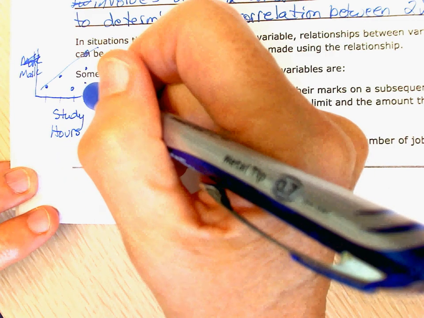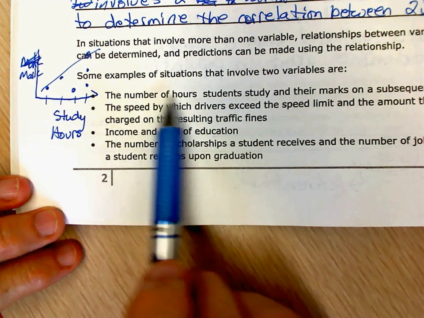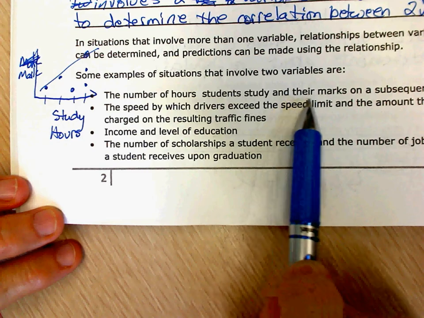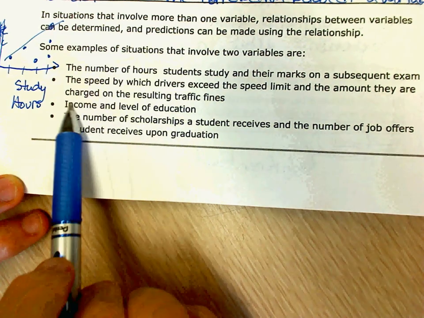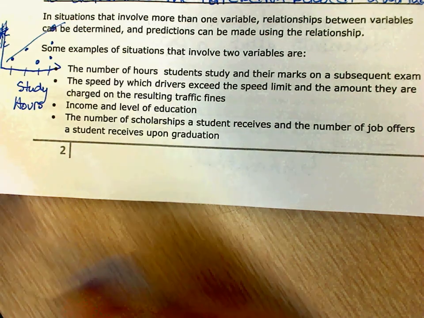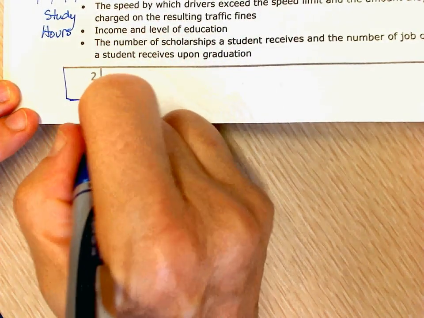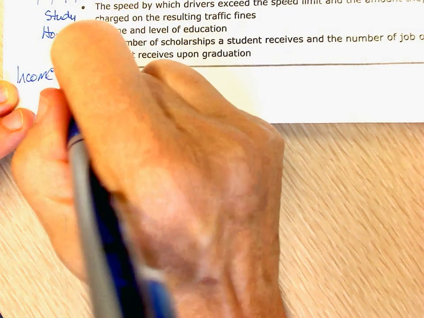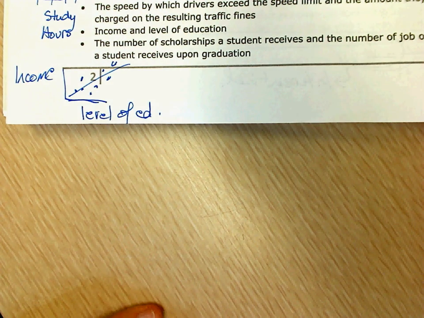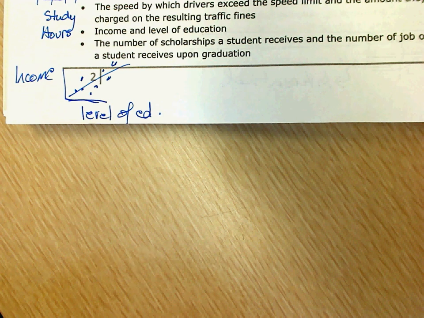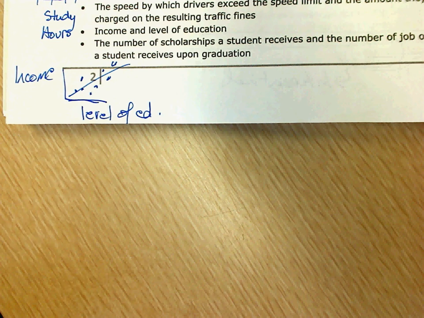Okay. So here are some examples. The number of hours students study and their marks on a subsequent exam. The speed by which drivers exceed the speed limit and the amount they are charged on traffic fines. Income and level of education. You would assume that as level of education goes up, their income goes up. Not always, but you would hope. If these dots each represent different individuals, you would hope that your education is paying off. Can I explain anything better? All we've done is the difference between descriptive statistics and inferential statistics, right? And the difference between one variable statistics and two variable. Okay, so we're going to do both.